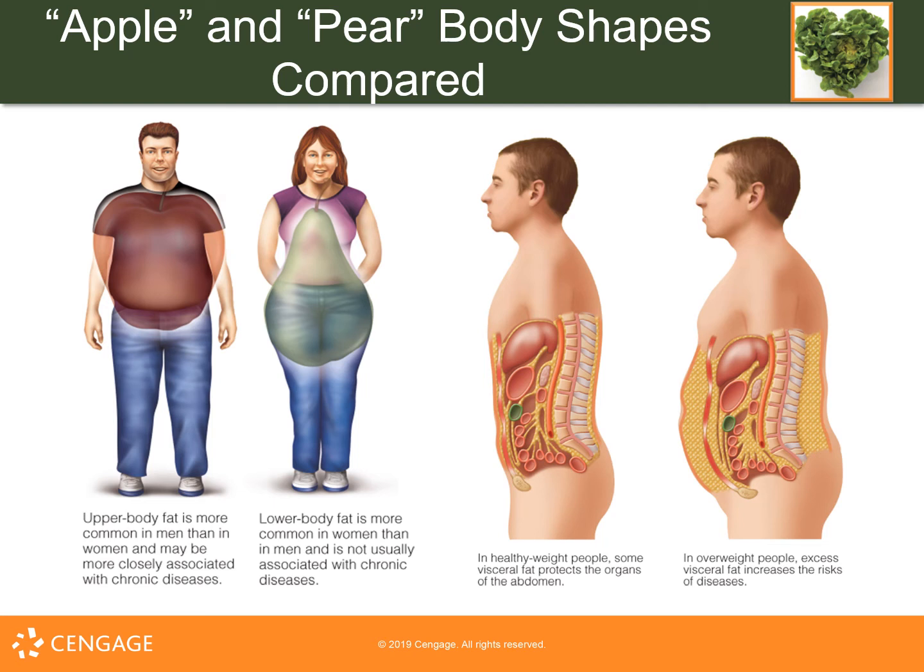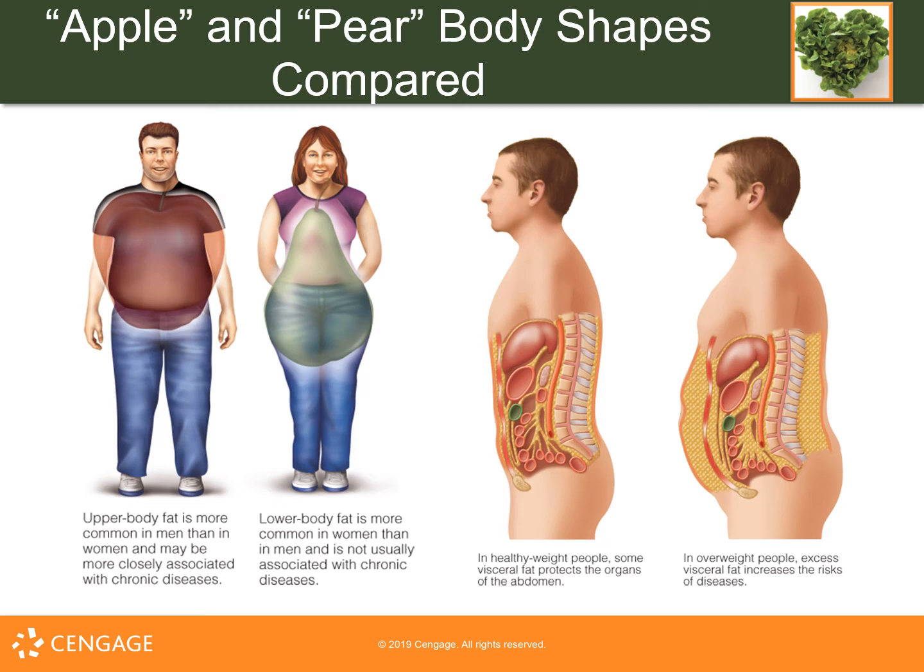Apple and pear body shapes compared. Apple, upper body fat, more common in men and is associated with chronic disease. Pear refers to lower body fat and it's more common in women and not usually associated with chronic diseases.